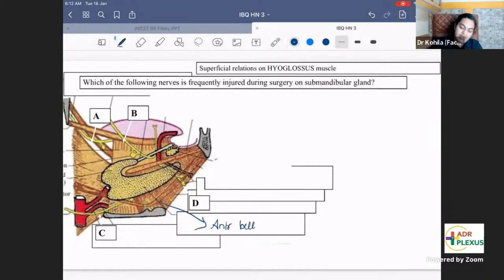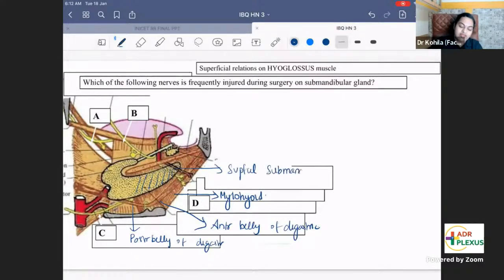Anterior belly of digastric. This one, posterior belly of digastric. Okay, what is this muscle here? This is mylohyoid, right? What is this which lies on the superficial surface of mylohyoid? The superficial part of submandibular gland. The mylohyoid muscle divides the submandibular gland into a superficial and deep part. Okay, beneath it you get to see the deep part of submandibular gland.